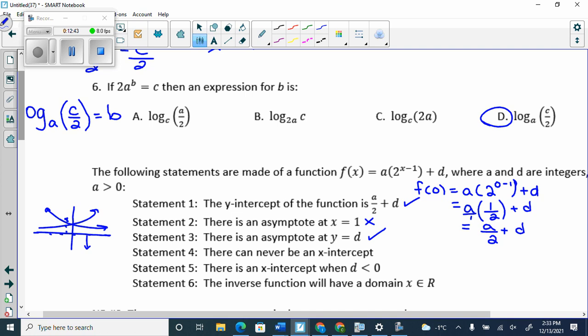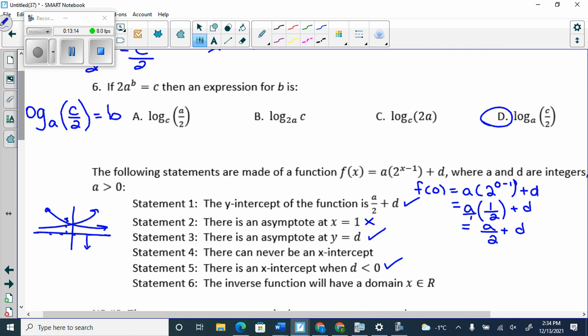There can never be an x-intercept. Is that true? Right, they're just integers. Your d could actually technically be negative. It says a and d are integers, so your d could be a negative number even though it says plus d. There's an x-intercept when d is less than 0. That's true. When d is less than 0, it drops your graph below, whereas before the whole graph was above.